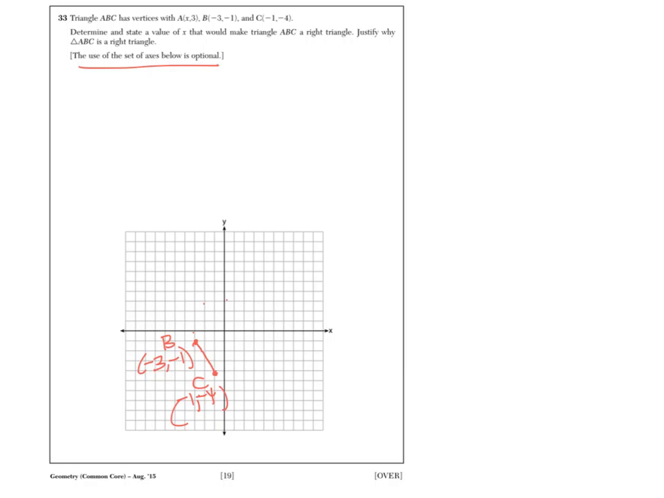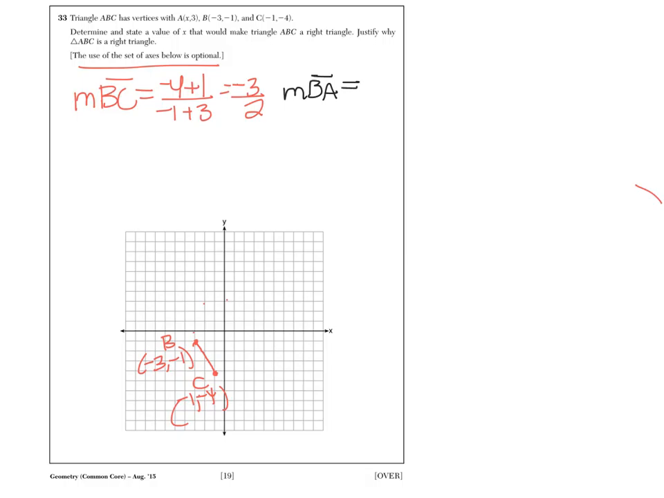So as a result, I need to get a point that's going to create a negative or opposite reciprocal slope of BC. So let's find the slope of BC first. So that's the change of y. So negative 4 minus a negative 1 is negative 4 plus 1 divided by negative 1 plus 3, which is negative 3 over 2. That means the slope of BA has to equal 2/3 in order to have that perpendicularity, thus creating a right triangle.